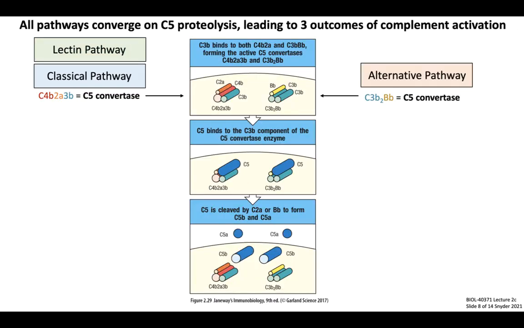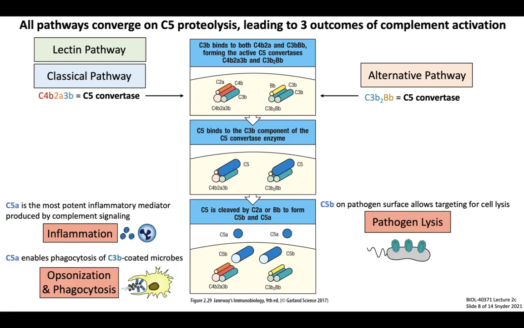Now, I know that this is a lot of jargon up until this point, but all the complement pathways converge on C5 proteolysis at the pathogen surface. The lectin and classical pathways accomplish this through the establishment of the C4b2a3b C5 convertase, while the alternative pathway does this through its C5 convertase, which is C3b2Bb. In either case, C5 is recruited and cleaved into soluble C5a and pathogen-bound C5b.